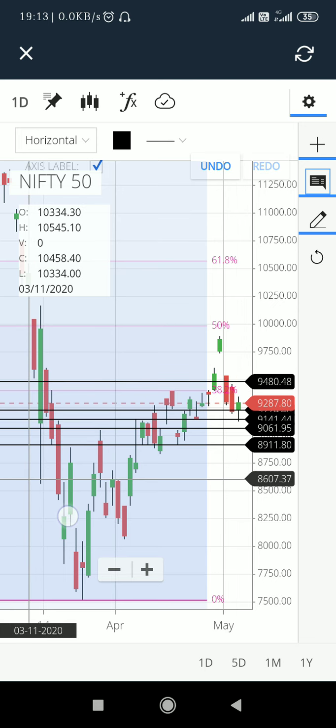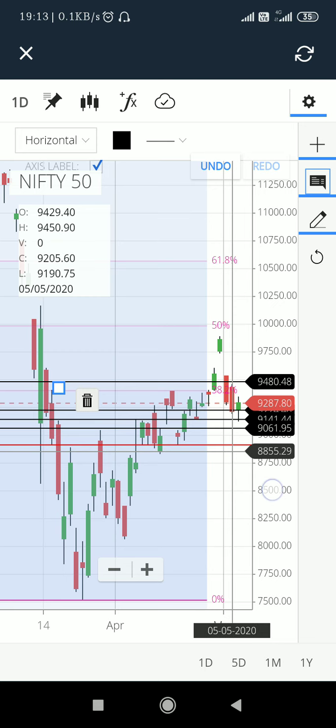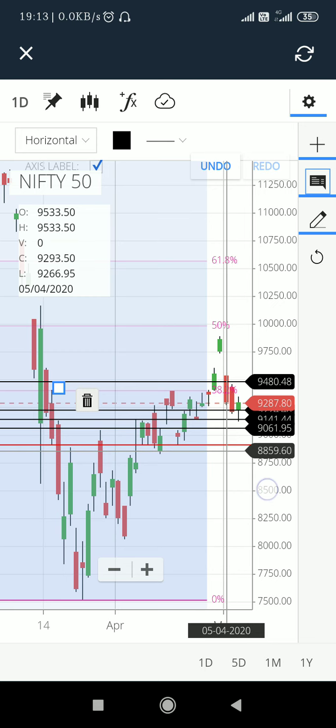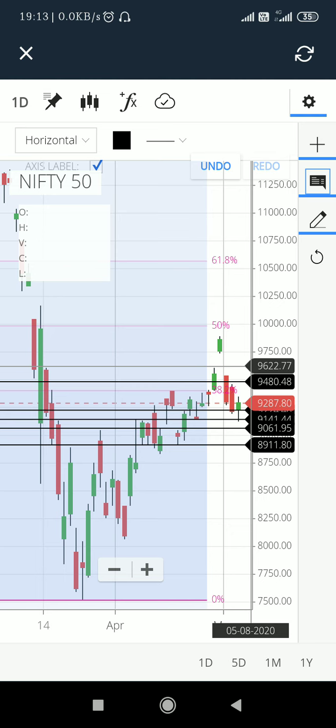Why? As you can see, the low of this candlestick reversed and gave a very good candlestick, and the high of this candlestick couldn't break the previous high, or the high of the 4th of May 2020, that was the first May trading day. So 9480 is the final level that I am predicting, and the final resistance is at 9622 for the upper breakout.